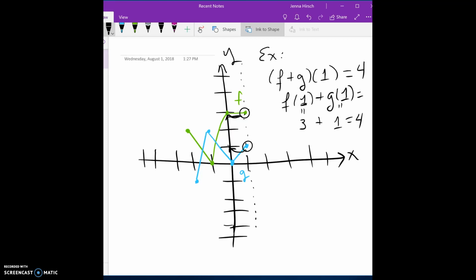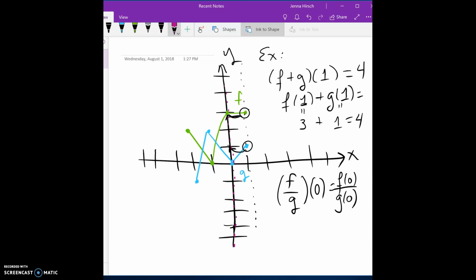Let's try one more. What if I asked you to evaluate, let's say, f divided by g of 0? Okay, so f divided by g of 0, that's the same thing as saying f of 0 divided by g of 0. And so again, what we're going to do is go to 0 on the x-axis. 0 on the x-axis, I'll put a little red dashed line, is right over here. And we're going to write the y values that we get at each one of those functions.